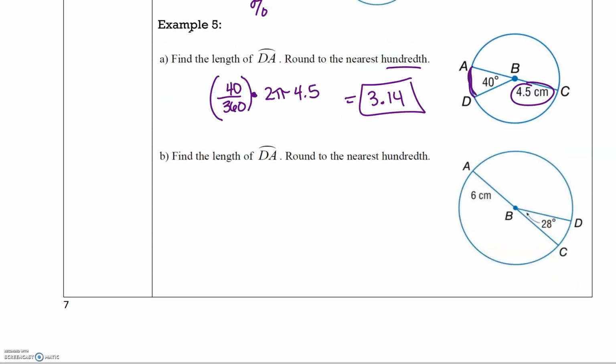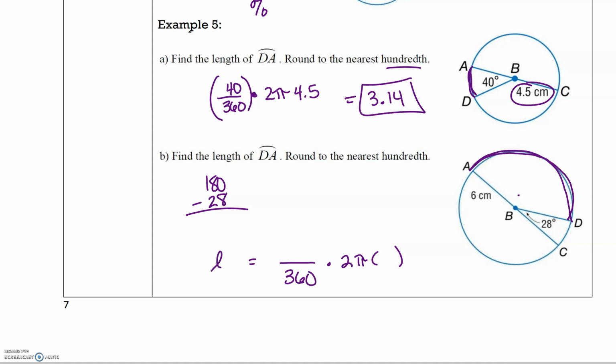So go ahead and try example B, the last one, on your own. You are finding dA, so be careful because you're not using 26. This is 26. So semicircle, subtract the 28, excuse me. So 180 minus the 28 to figure out what this degree is. So go ahead and try it and then set up your formula for arc length and plug it into your calculator.